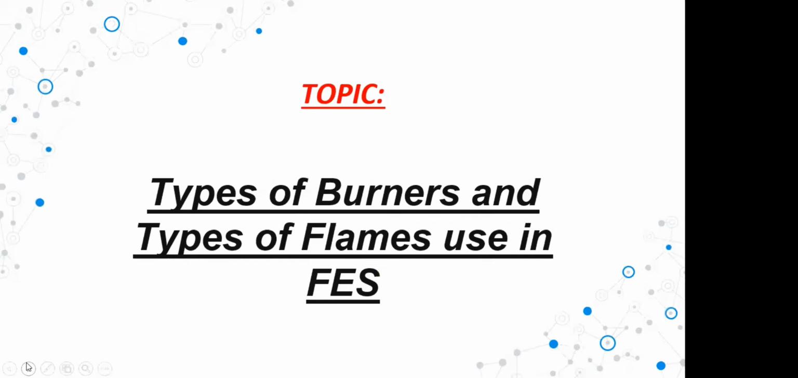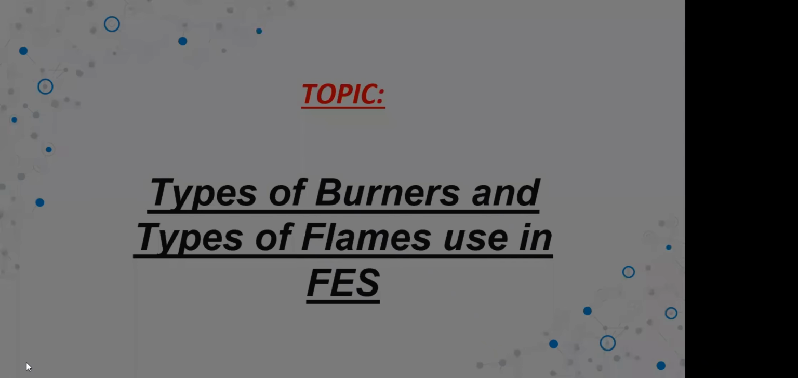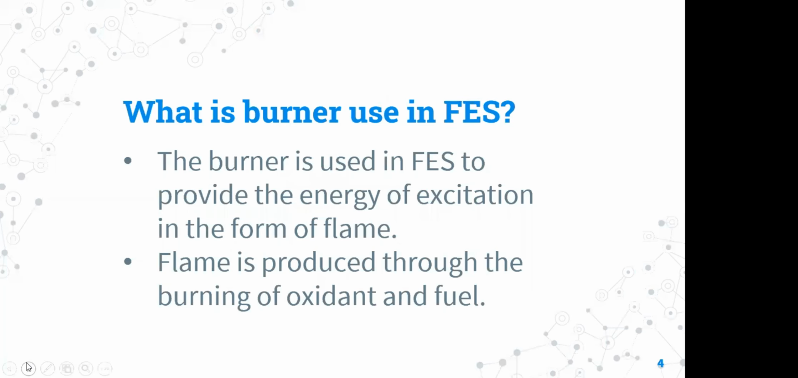Types of flames used in flame emission spectroscopy. So we are going to describe it in detail. First of all, I start with the use of the burner in flame emission spectroscopy. The burner is used in flame emission spectroscopy to provide the energy of excitation in the form of the flame. The energy of excitation is required to excite the atoms to a higher unstable state.